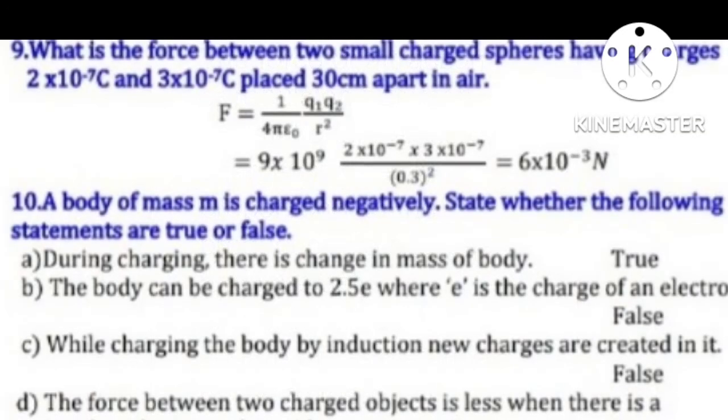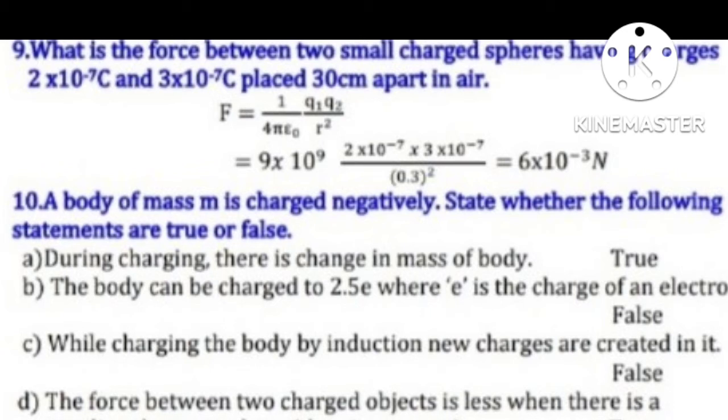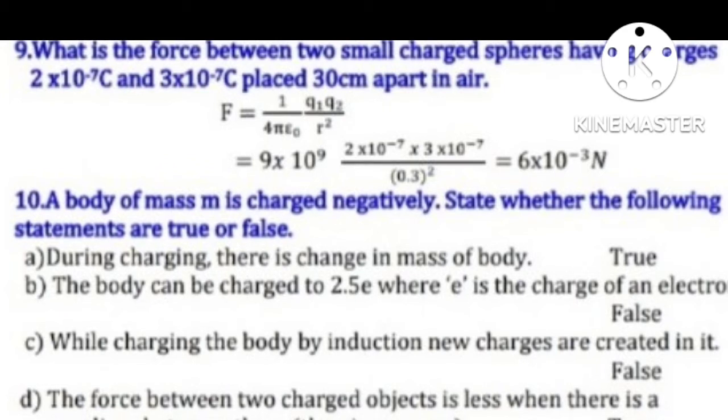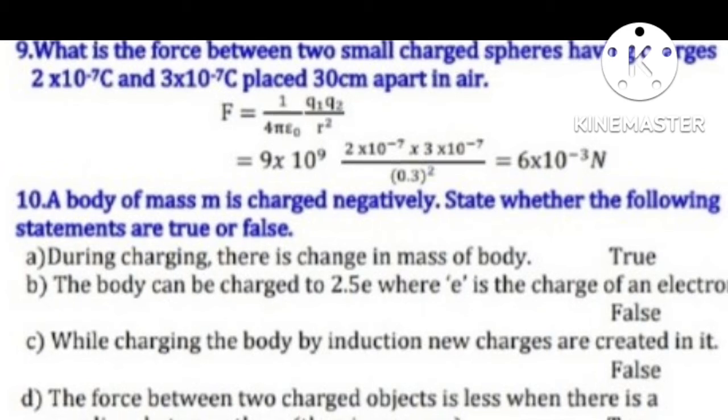Now we can move to question number 9. This is a numerical problem. The question is, what is the force between two small charged spheres having charges 2 into 10 raised to minus 7 coulomb and 3 into 10 raised to minus 7 coulomb placed 30 centimeter apart in air? So here the quantities given are two charges, that is 2 into 10 raised to minus 7 coulomb and 3 into 10 raised to minus 7 coulomb, and the distance between them is 30 centimeter.